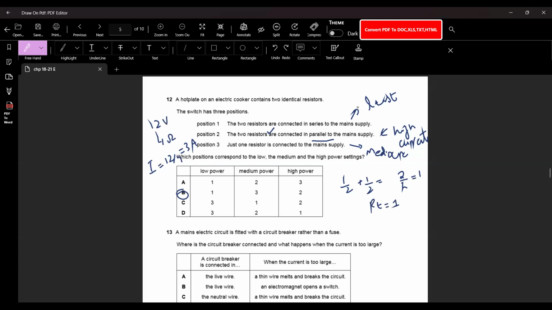So now, when we calculate the current, I is equal to V over R. V is 12 volts and R is equal to 1. So the current would be 12 ohms. Sorry, 12 amperes. Now let's go for the last one. Only one resistor is connected, which means the resistance would be 2 ohms, because we already discussed that each resistor has a value of 2 ohms. They said identical resistors.